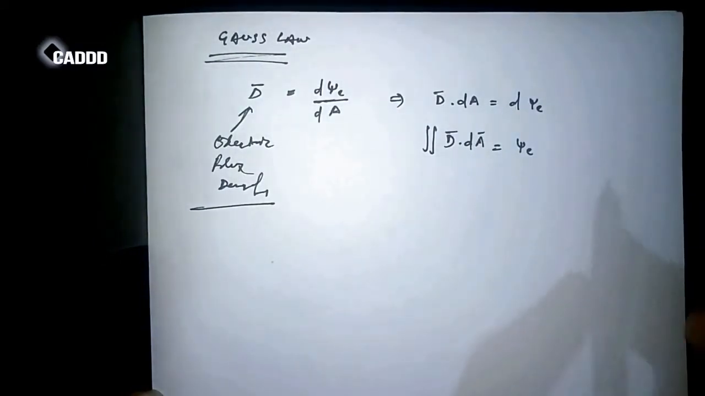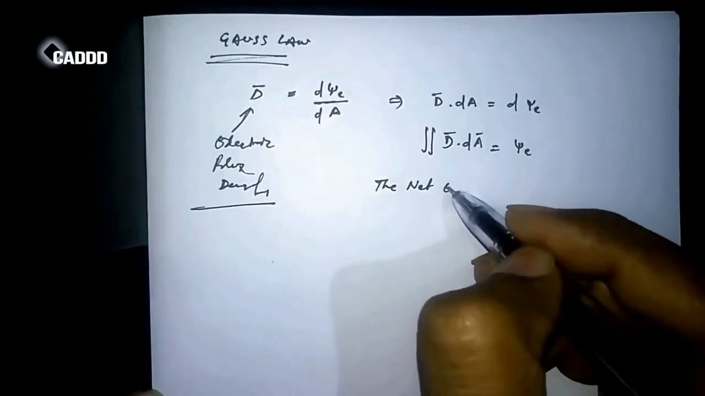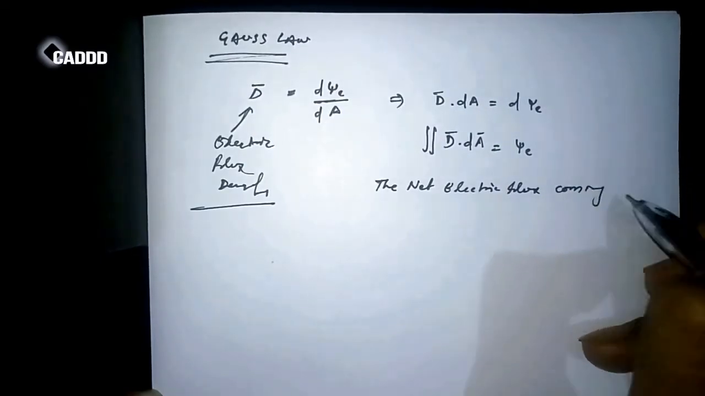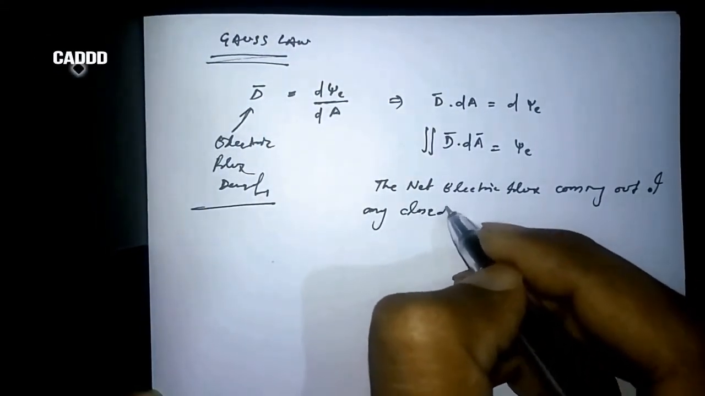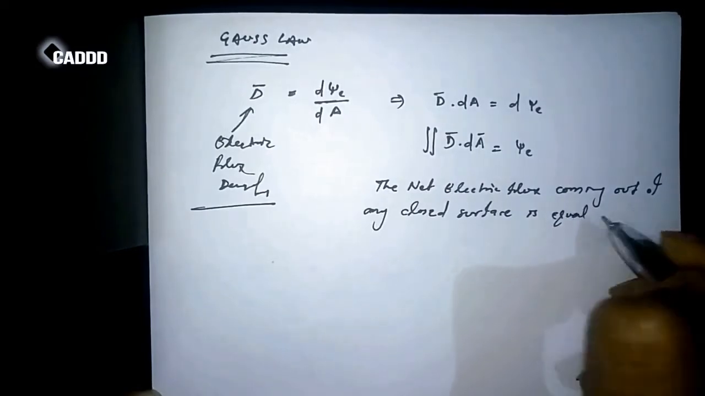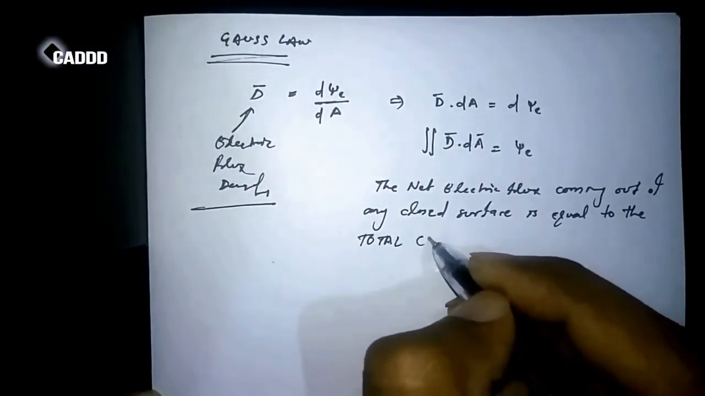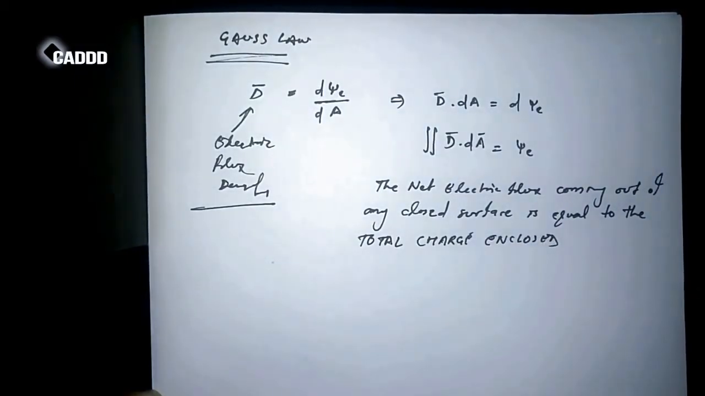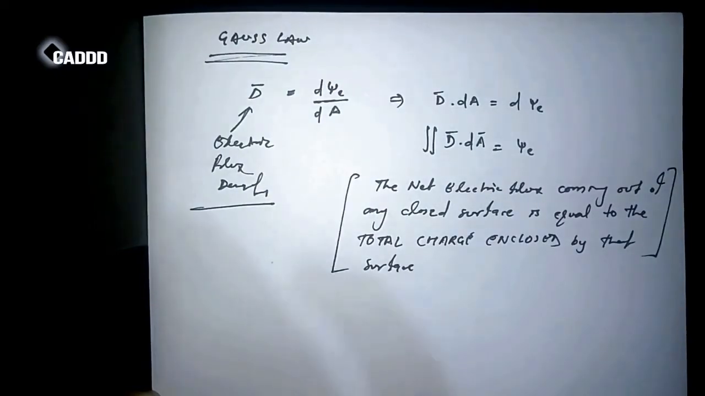Now here we need to introduce the Gauss law, which says that the net electric flux coming out of any closed surface is equal to the total charge enclosed by that surface. So this is what the Gauss law says.